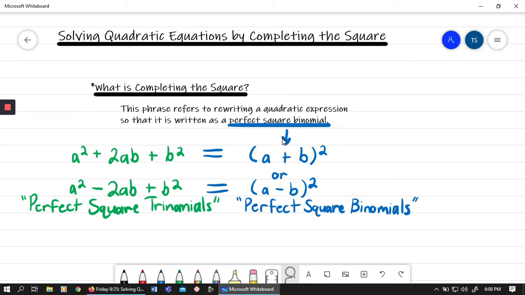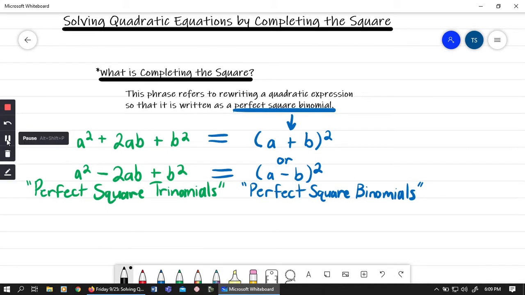But again, when we talk about completing the square, we're talking about rewriting a quadratic expression so that it is written as a perfect square binomial. Alright, so we're going to jump directly into an example of solving quadratic equations by completing the square, because the easiest and simplest way for me to explain this is by walking you through each step as we work out a problem. So that's what we're going to do. We're going to talk about each step before we start completing the square and after we start completing the square as well.